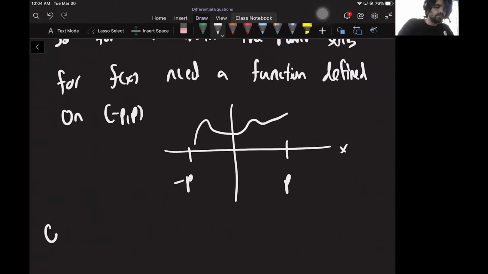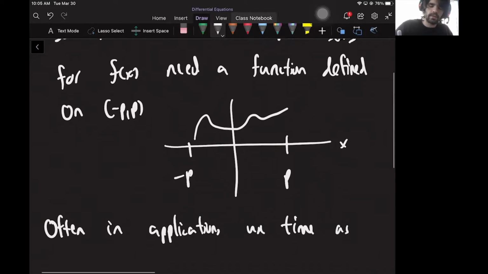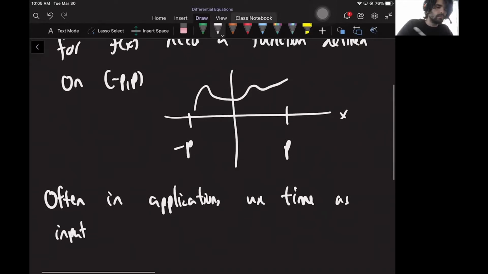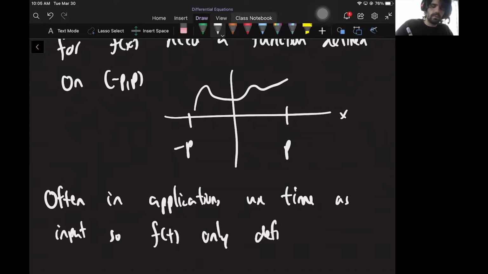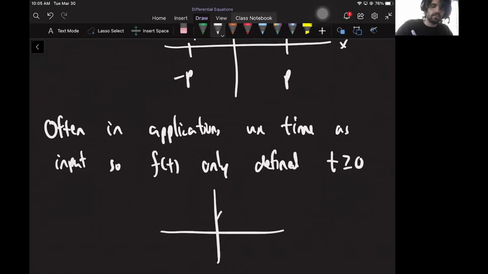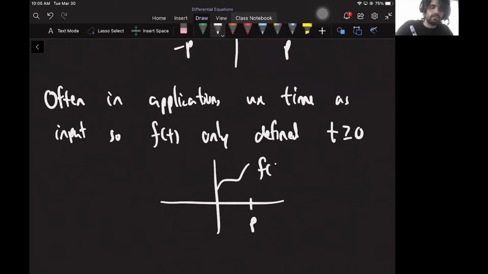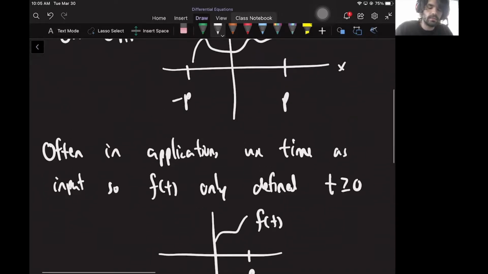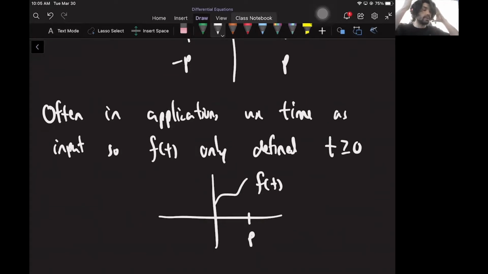So we got to do something about that. Okay, so often in applications, we use time as the input variable. So f of t is only defined for t greater than or equal to 0. So you have functions like this, and maybe it just goes that way to p. So we can't do the Fourier series the way we have it now on this function. So what we need to do is extend the function.